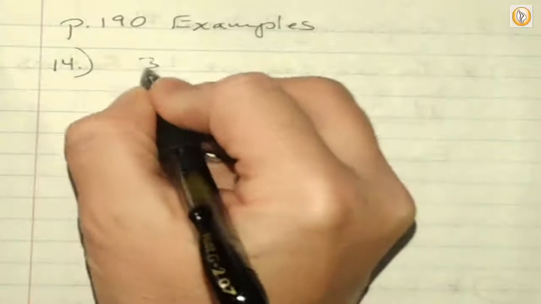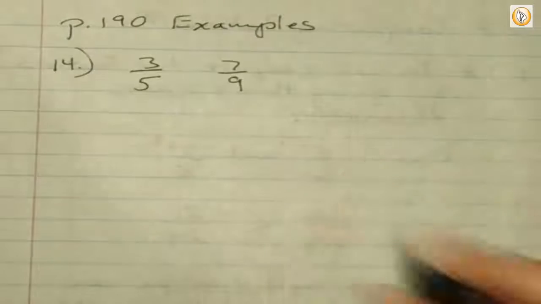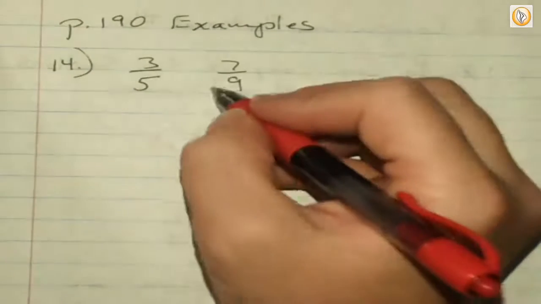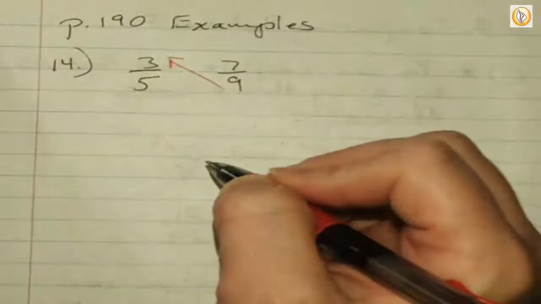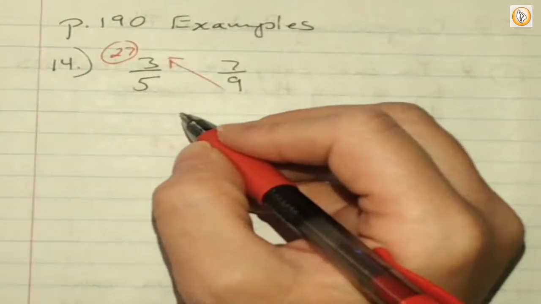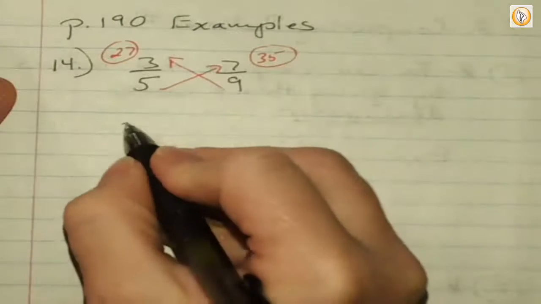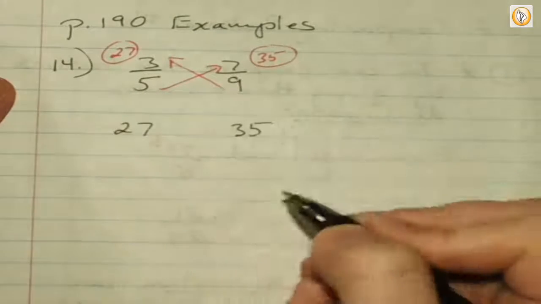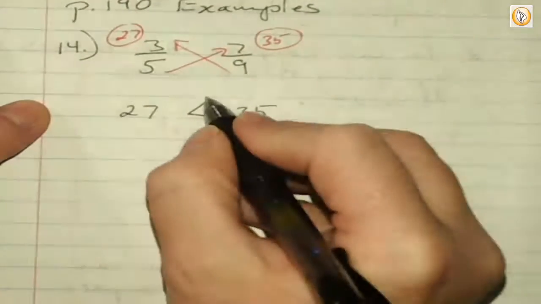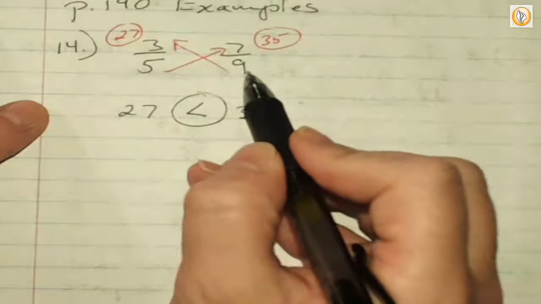Okay, so I have 3 over 5 and 7 over 9. Yes, Joseph, talk me through it. So first you multiply 9 times 3. 9 times 3 is 27. 5 times 7 is 35. Then you put 27 and 35 in the bottom. And 35 is greater than 27. And there's your answer. Therefore, 3 over 5 is less than 7 over 9.